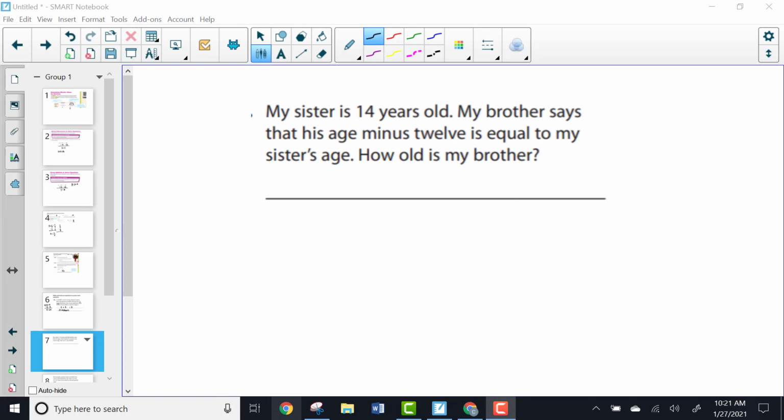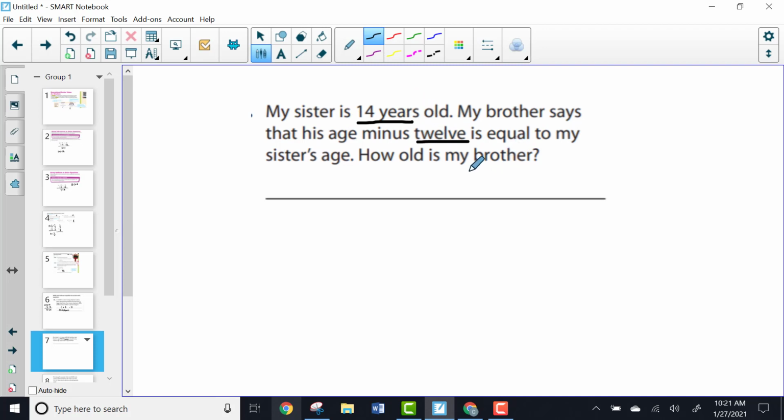So let's take a look at this final one. It says, my sister is 14 years old. My brother says that his age minus 12 is equal to my sister's age. How old is my brother? Now, whenever we're trying to figure out and write an equation, we have to figure out what we know already. So we know that 14 years old, we know that his age minus 12. Okay, so those are the two numbers that we know. What we do not know is how old my brother is.